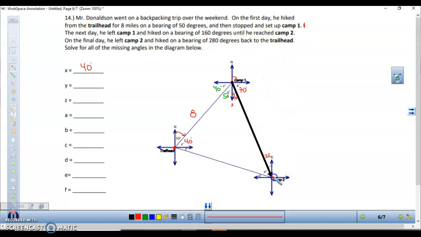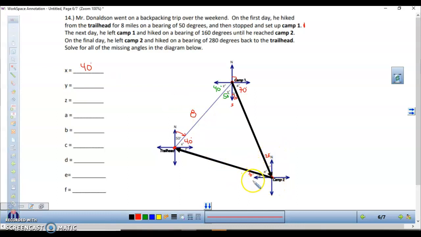All right. And now let's take a look at the next day. So here I am at Camp 2, and how do I get out of this thing? On the final day, I leave Camp 2, and I go on a bearing of 280 degrees. All right, so here's my compass rose. I'm standing there, my compass pointing north, and I want it to point at 280, so I start rotating. There's 90, there's 180, there's 270, boom, 280. Gets me home. So you'll notice that 280 is 10 degrees past 270.